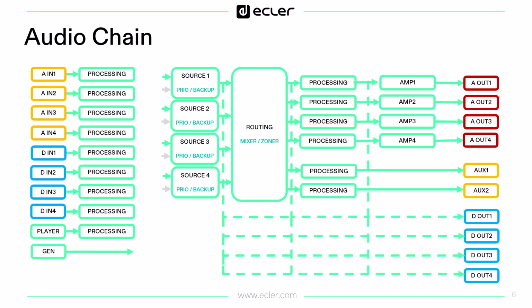We have 4 Dante transmitters that can send to the network any of the signals that we have between the sources and the outputs. This selection is made individually for each transmitter. As you can see, this structure gives us a lot of flexibility. Let's see the physical connections.